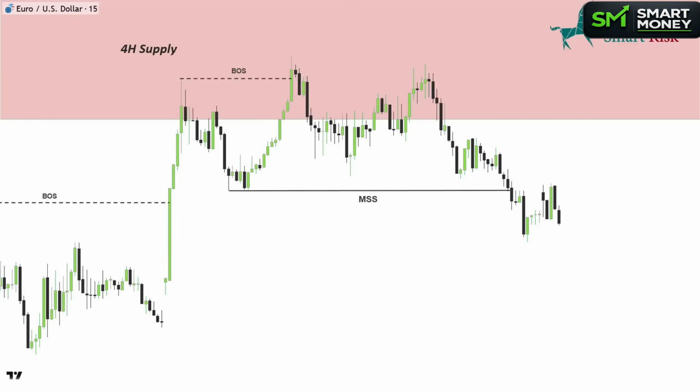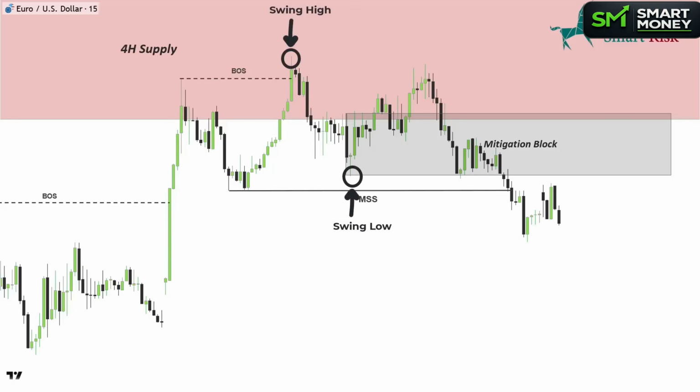Looking closely, we also have a bearish mitigation block formed by these two down-close candles before the displacement move. Price first created a swing high, followed by a swing low and then a lower high. Afterward, a strong bearish displacement closed below the previous swing low, confirming the structure shift. We now have the 15-minute entry area we were waiting for.